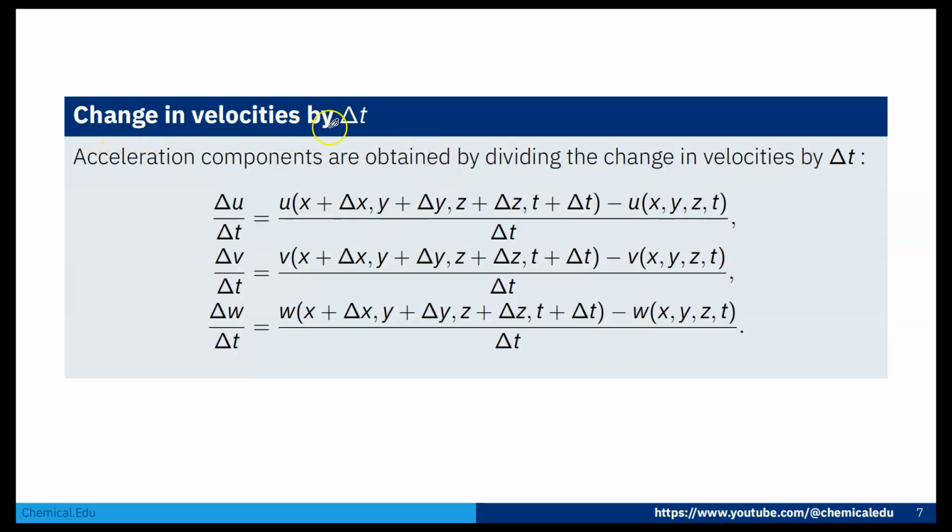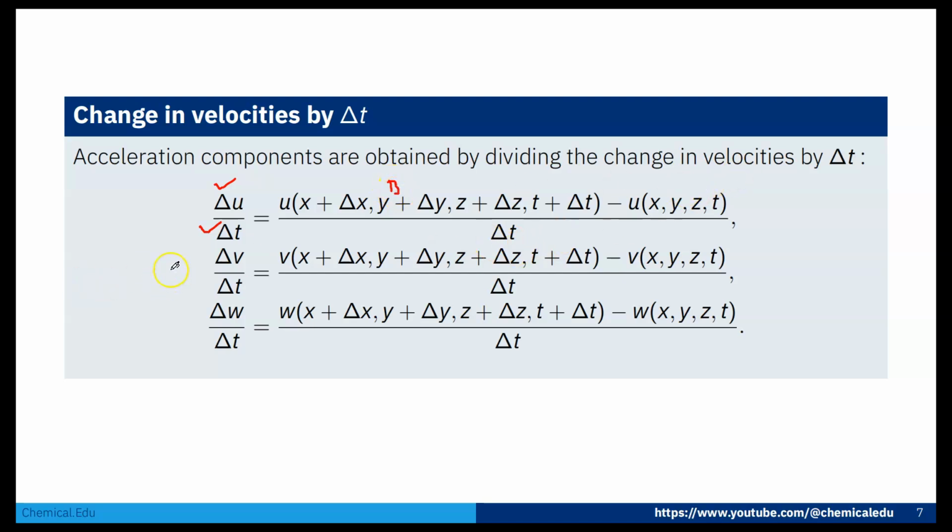Now, change of velocity by del t means the change of velocity with respect to t. So the change of velocity by change of time. So this is the new velocity minus old velocity by del t.